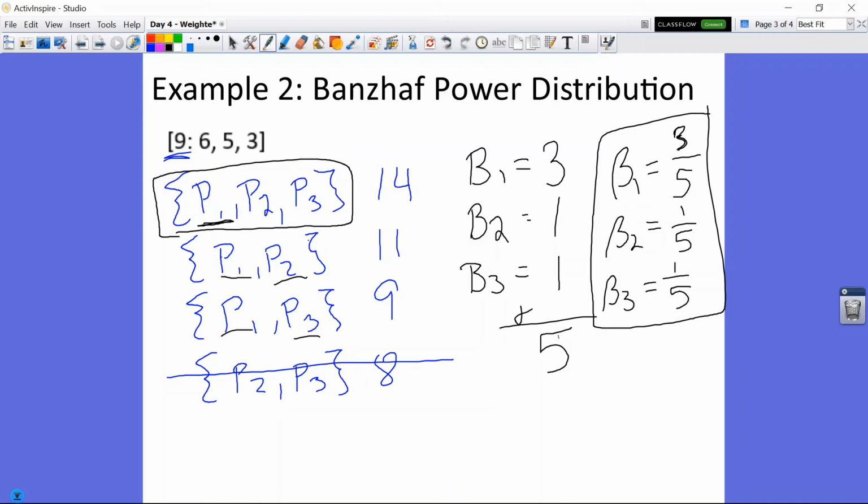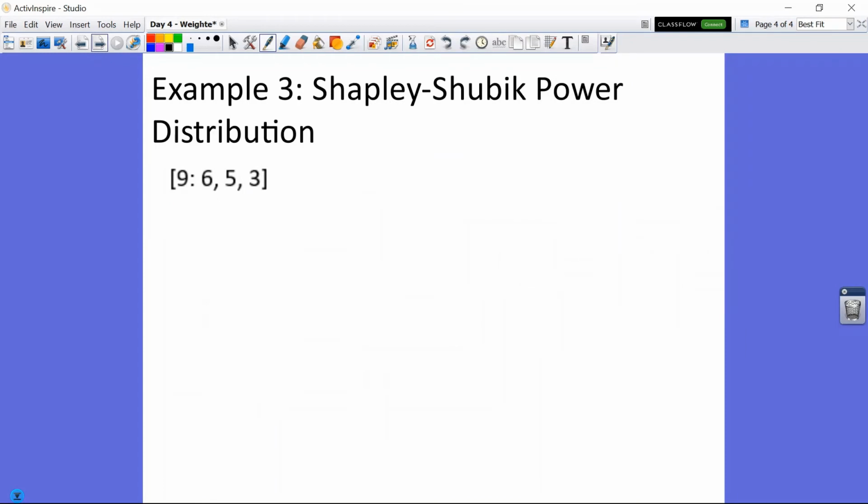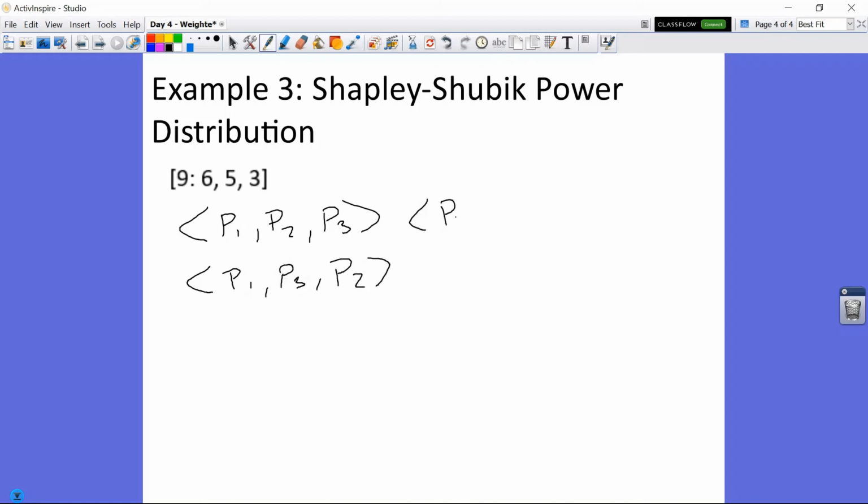All right. Last example, let's look at the same voting distribution, weighted voting system, but with Shapley-Shubik. So Shapley-Shubik, instead of looking at winning coalitions, we're looking at sequential coalitions. So essentially, how many ways can I order player 1, player 2, player 3? So player 1, player 2, player 3, and then we can do player 1, player 3, player 2. And then we could do player 2, player 1, player 3.